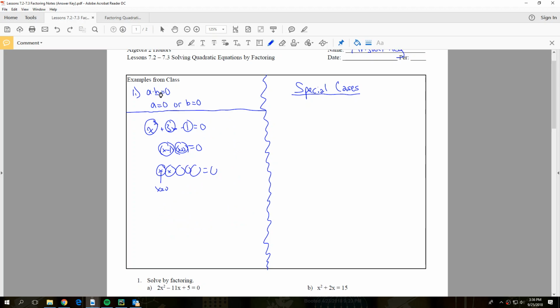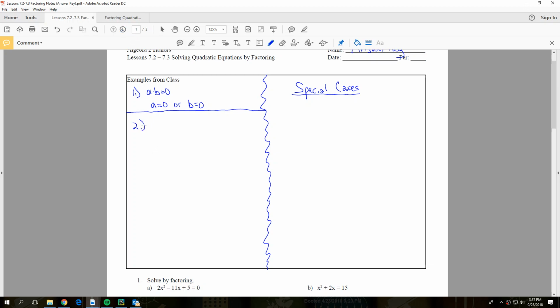And that's why this whole number 1 is super important. That's why we said if a times b is equal to 0, then we know that a must be equal to 0 or b must be equal to 0 or both. So that's what we're going for here. So let's get to the factoring.